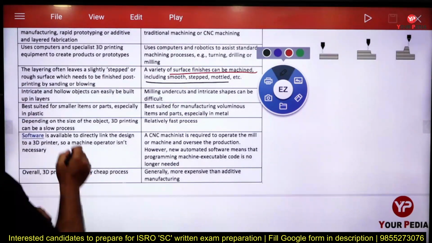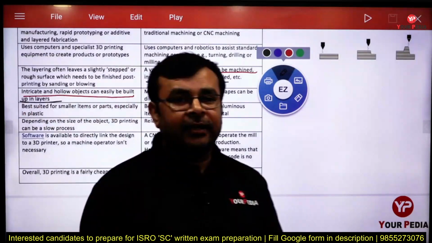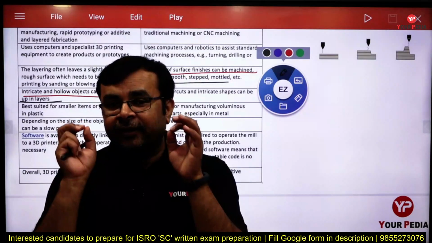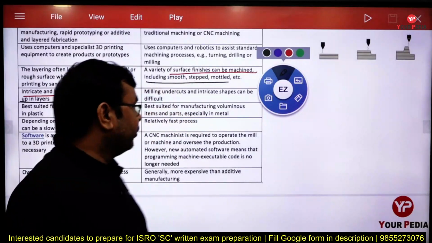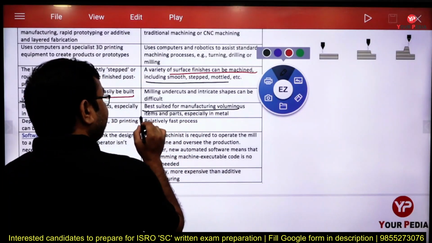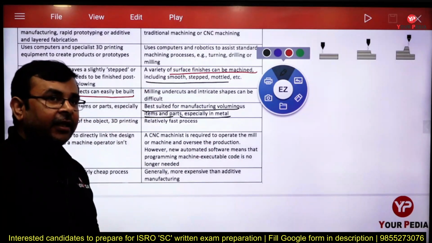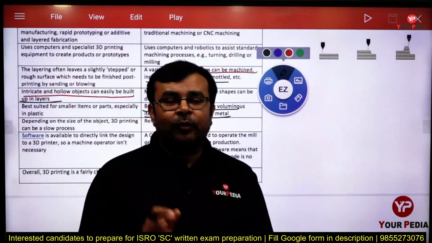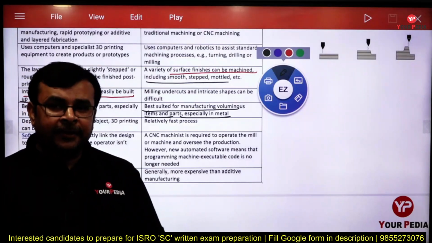And now, intricate and hollow objects can easily be built with the help of a 3D printer. This is one of the biggest advantages of any additive manufacturing process, that very complex objects can be easily produced. But subtractive manufacturing is suited for manufacturing voluminous items and parts, especially in metals, correct. So, this technology is basically used for manufacturing metallic parts, and obviously here we can produce a very good surface finish, yes or no.